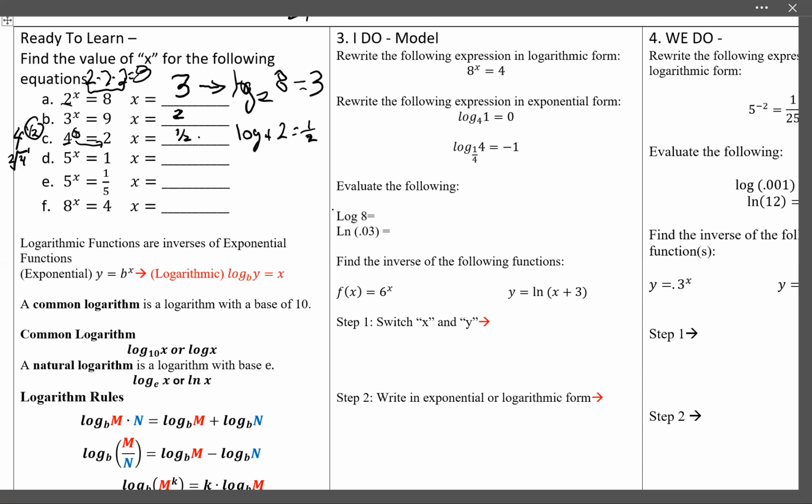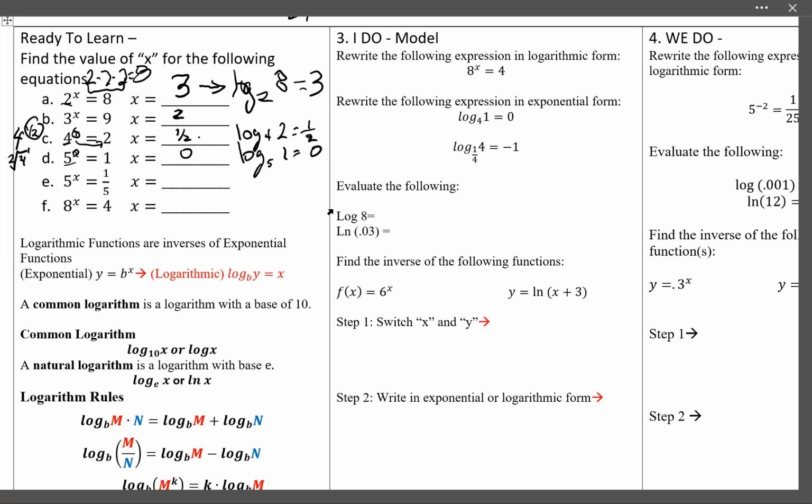All right, next one. 5 to the x power equals 1. Well, for something to an exponent to equal 1, that exponent must be 0. So x equals 0 here. Rewriting it as logarithmic, start with the base. The log base 5 of 1 equals 0.